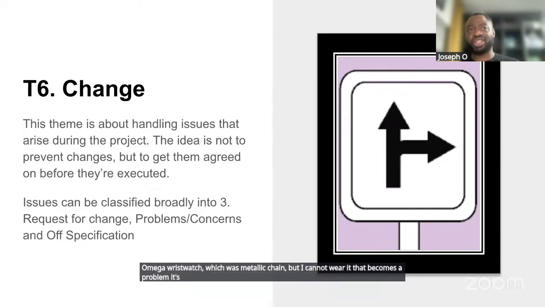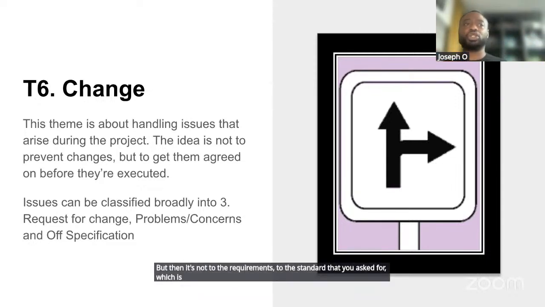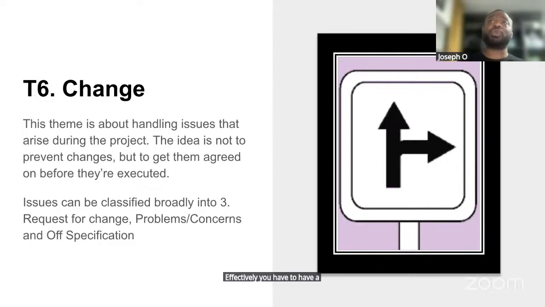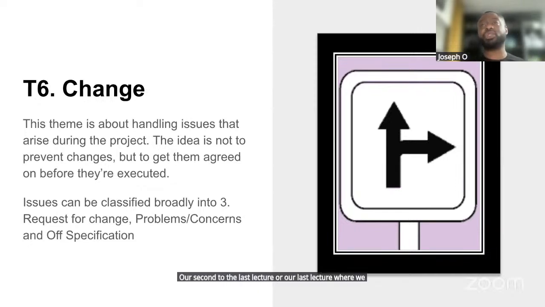How do we change that? And then something that is off specification, for example, when you ask somebody for an item to be delivered within the project and they've delivered it, but it's not to the requirements, to the standard that you asked for, which is a quality issue. These three items, effectively you have to have a way of managing that change process. And there is another lecture, I believe, the second to the last lecture, or our last lecture, where we briefly touch on the change management process.